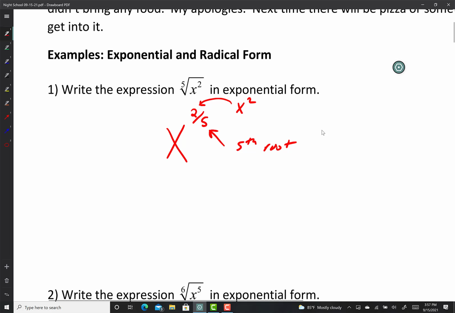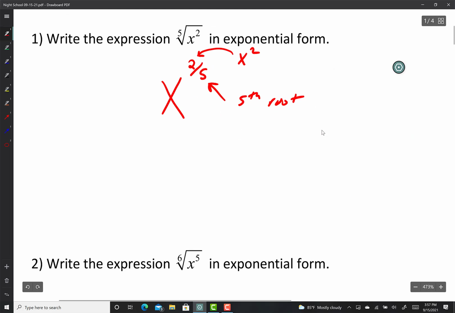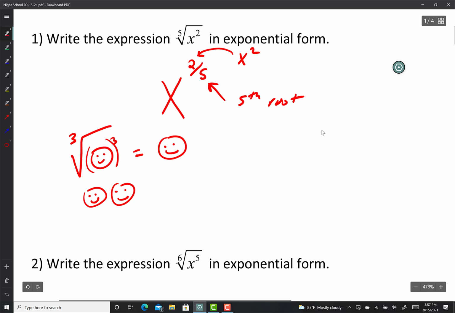Does that make sense, guys? Now, really quick, I want you to know something. What does the third root of something mean? That means they want a multiple that repeats 3 times, right? So if I have something like, I'm just going to make this up, a happy face to the third power, well, that would give me happy face. Why? Because happy face to the third power means happy face, happy face, happy face. And as soon as you have a group of 3, you take it out. It's a single. Does that make sense?